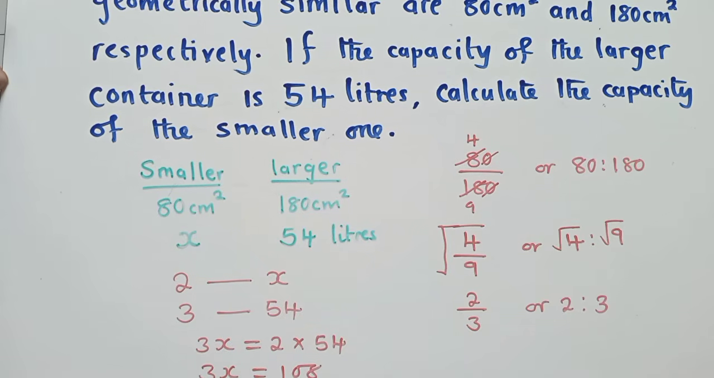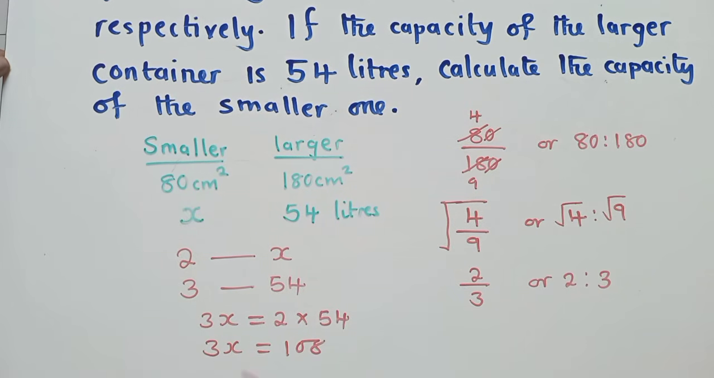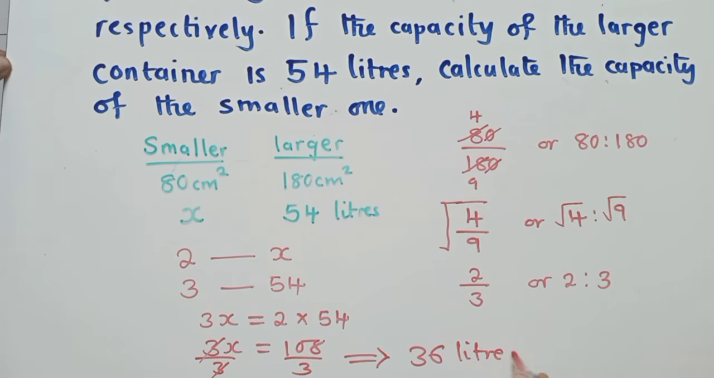So we have 3x is equal to 108. We divide by 3, and the 3 and 3 cancel. We remain with our solution, x equal to 36 liters. So the capacity of the smaller container is 36 liters, because 3 into 108 is 36.